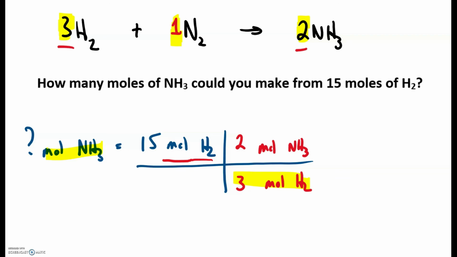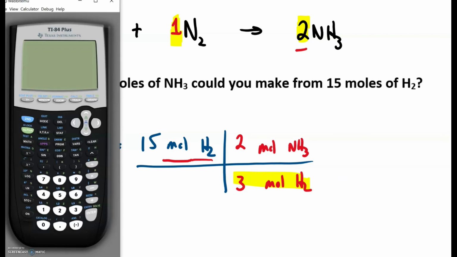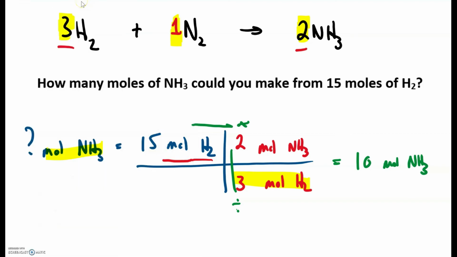And all you need is your fancy calculator. What we're going to do is multiply across the top and divide by the bottom, and that'll give us our answer right here. Let's turn this on. Should have had this on before we started. Let's say 15 times 2 divided by 3. How many? 10 moles of NH3. And that's all you do, ladies and gentlemen. So I'd like you to take this for a spin.